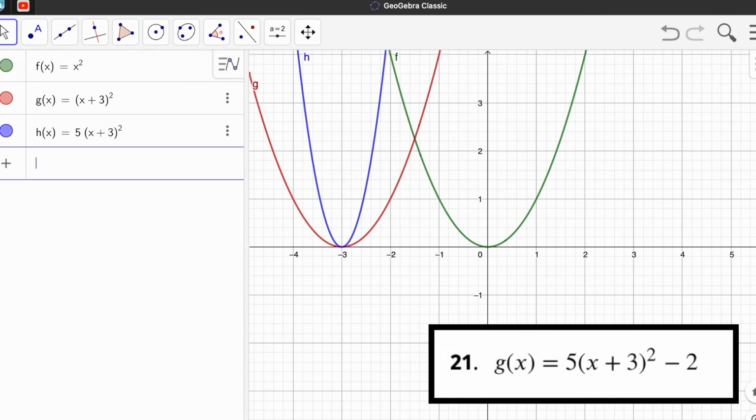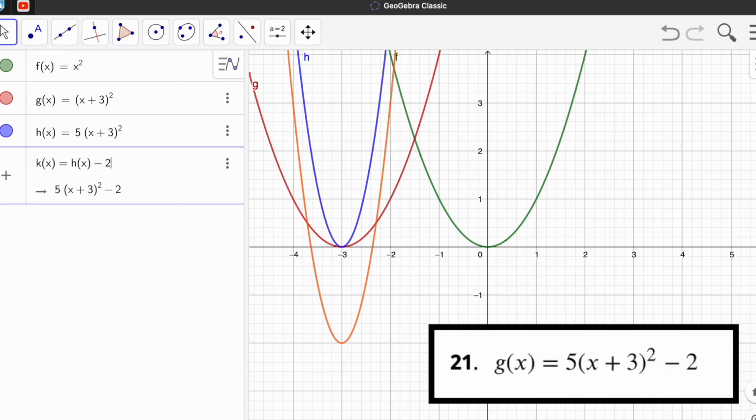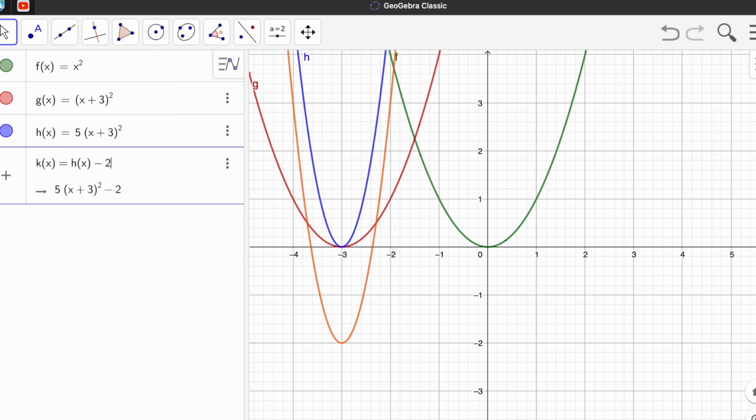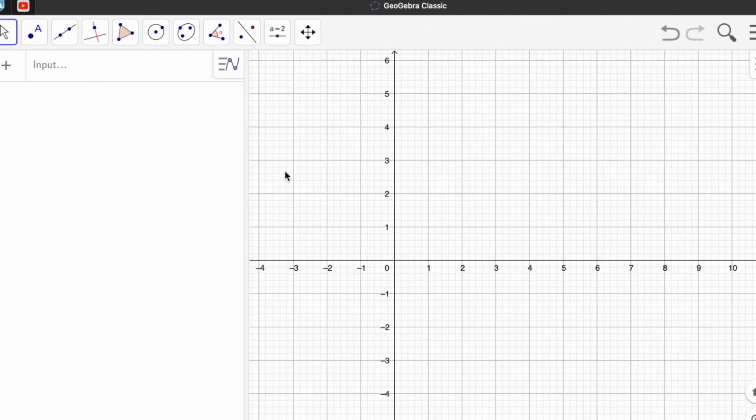Now what does the minus 2 do? It drops it down. So let's pick another letter. We'll use K, I guess. So we have the previous one. Let's just do it this way this time. And then subtract 2 off of it. And so you can see that the function has slid over 3 to the left, stretched up by 5, and then dropped 2 units, and we have our final answer. All right, so let's try this function now.